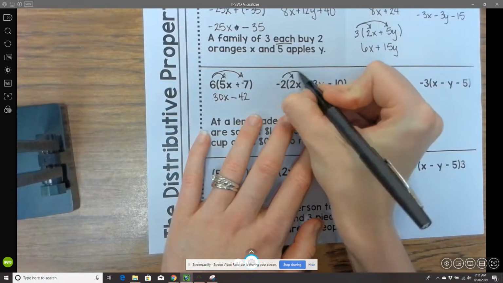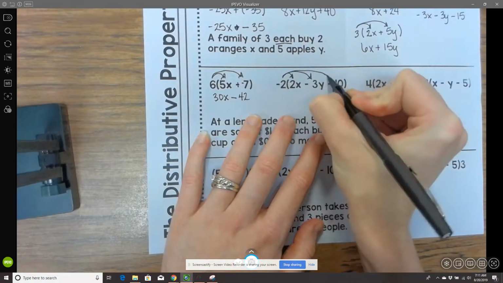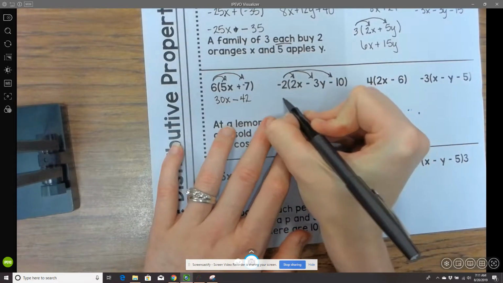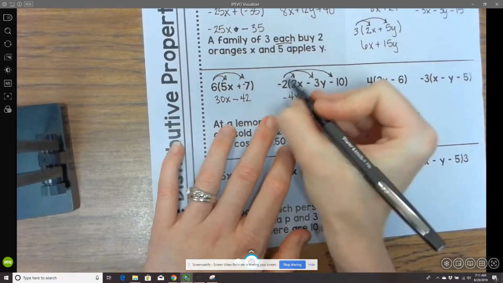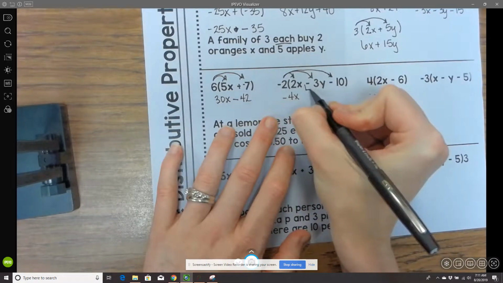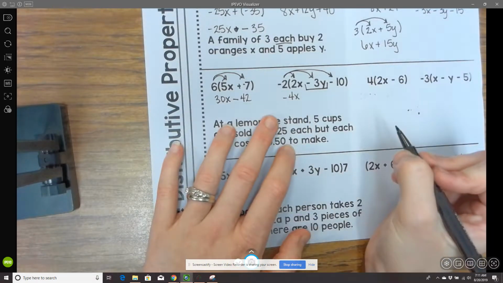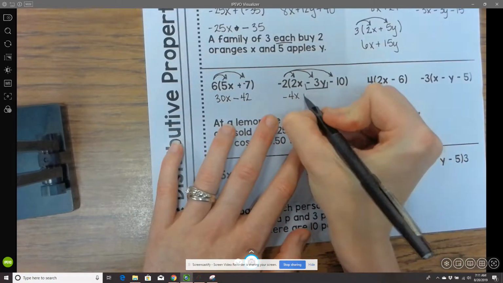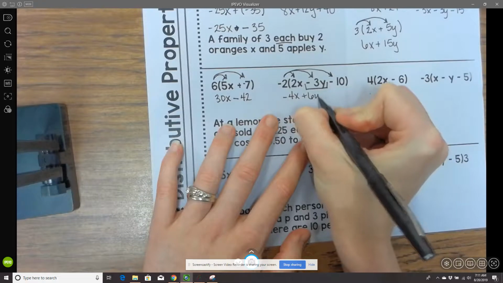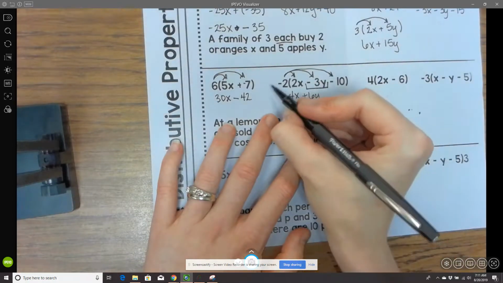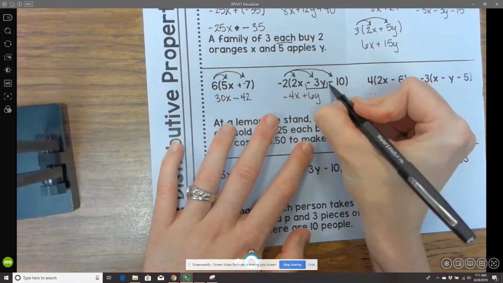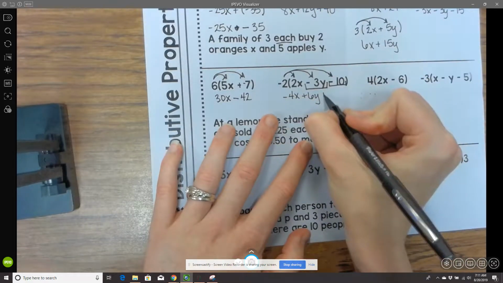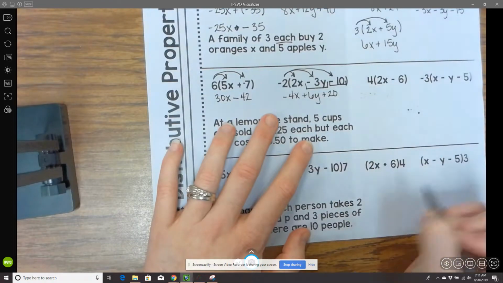So now we've got negatives outside and inside. So negative 2 times a positive 2x gives me a negative 4x. Negative 2, and I'm just going to group all this together, times a negative 3y. So negative 2 times negative 3 is going to give me a positive 6, so a positive 6y. And then the same thing here, I'm going to group all of this together. So -2 times -10 is a +20.